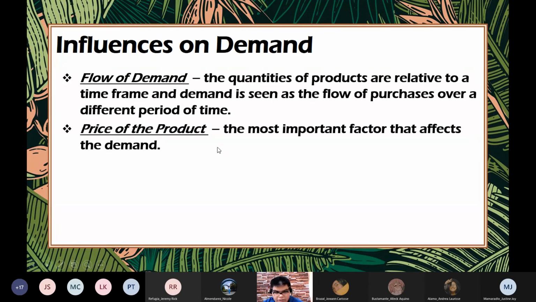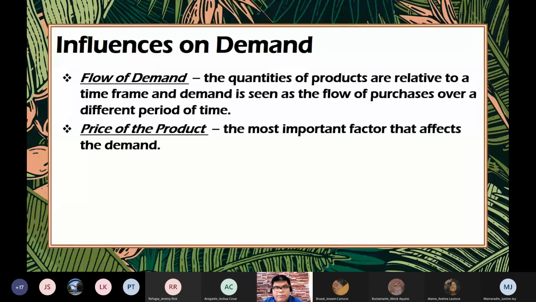Next, price of the product. Mr. Arrogante, kindly read price of the product. The most important factor that affects the demand.